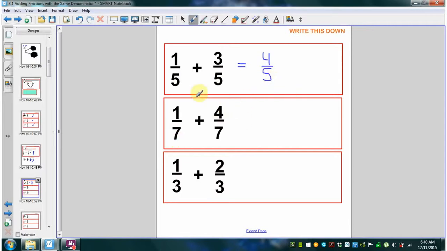What about this one? Is this ready to add? Yes, because we have the common denominators on the bottom, same denominator, 7 and 7. So, add our tops. 1 plus 4 is 5. And we keep our denominator. What about this one? Is this one ready to add? Yes, we have 3's on the bottom, common denominators. So 1 plus 2 is 3. We keep our denominator here. We just bring it over.